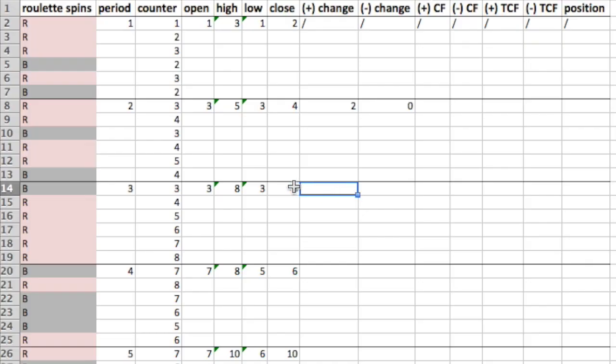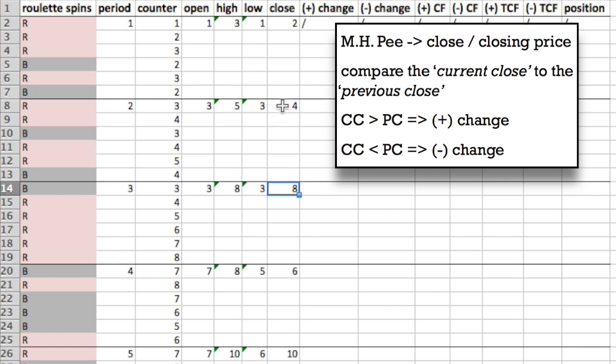We compare the current close to the previous close, it went up by 4 units. Right? There is no negative change. Here we compare the current close to the previous close. The current close is now lower than the previous close, right? So it went down by 2 units. So here 2, and there was no positive change here. And here again there was a positive change, 4 units, right? And there is no negative change.